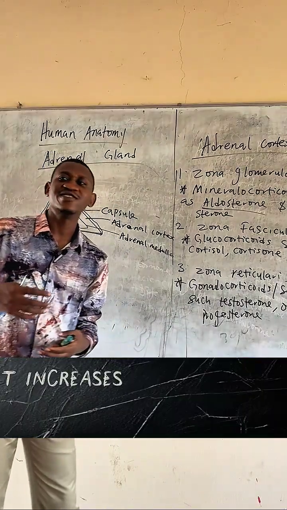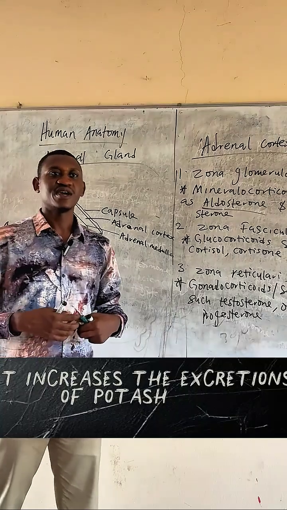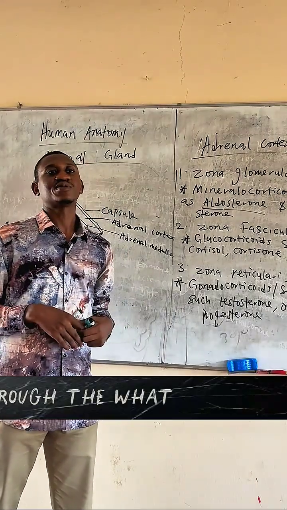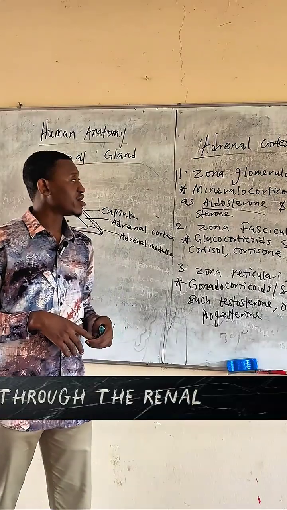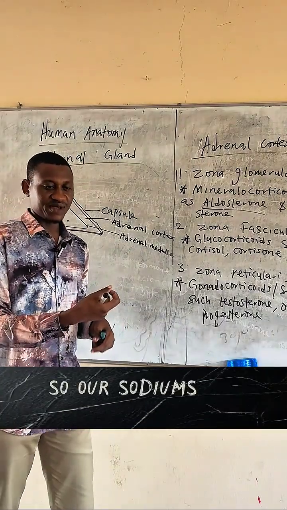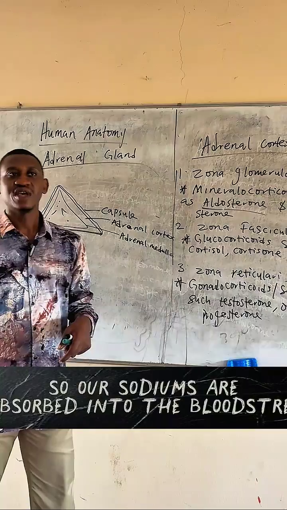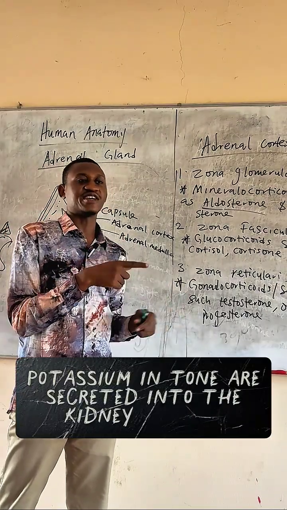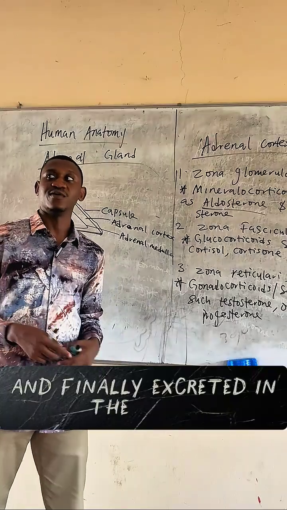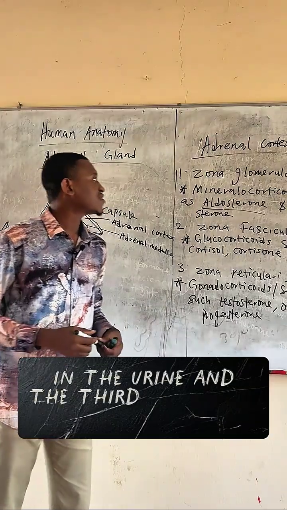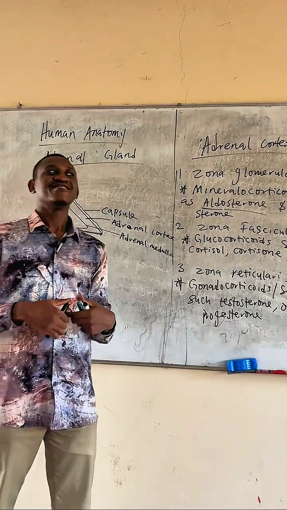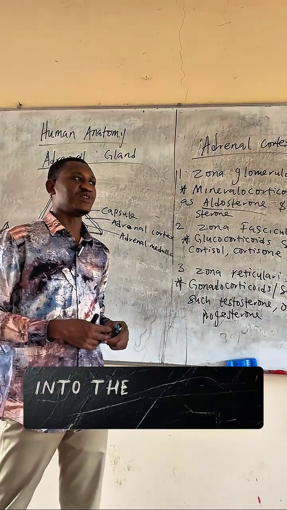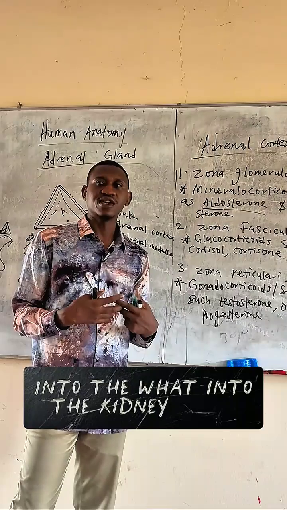Secondly, it increases the excretion of potassium from the bloodstream through the what? Through the renal tubules. So as sodium is reabsorbed into the bloodstream, potassium in turn is secreted into the kidney tubules and finally excreted in the what? In the urine. And the third function of aldosterone is that it increases the secretion of hydrogen ions into the what? Into the kidney tubules.